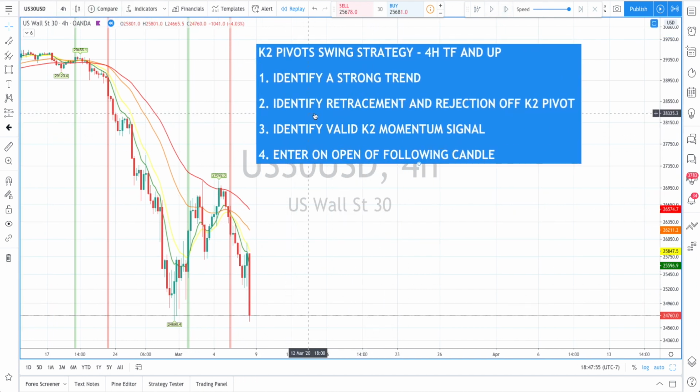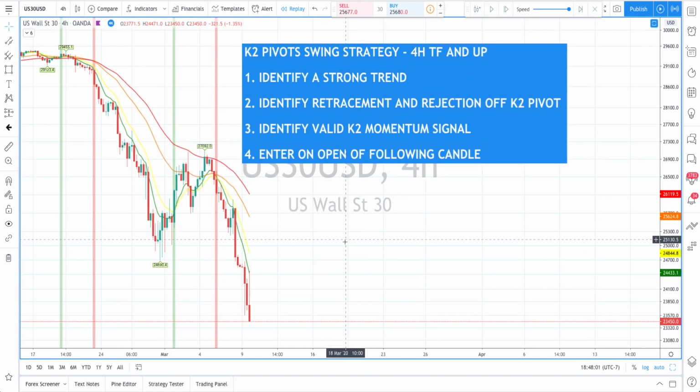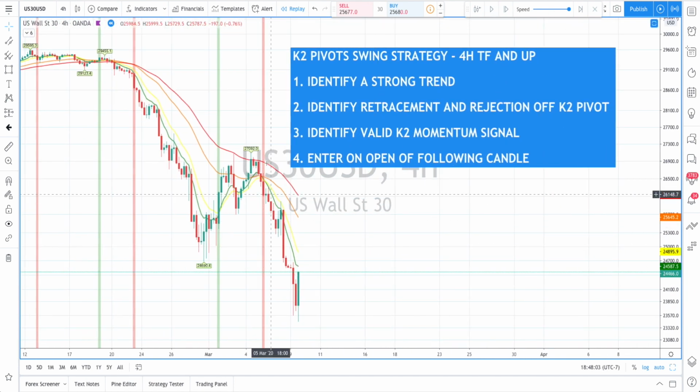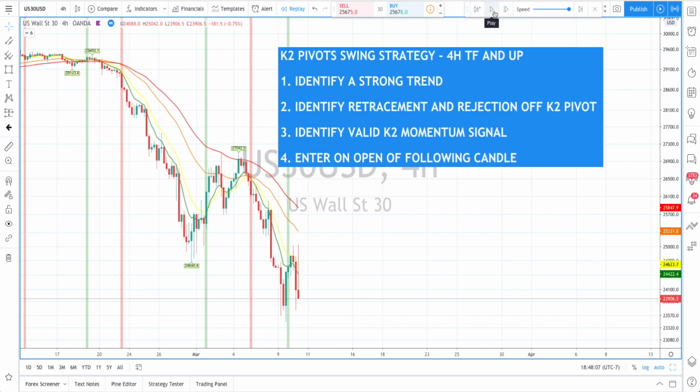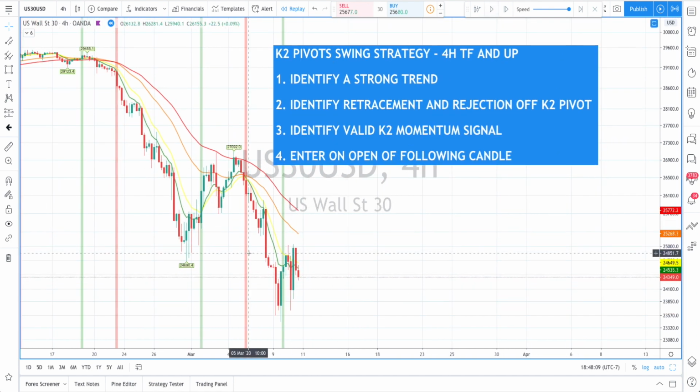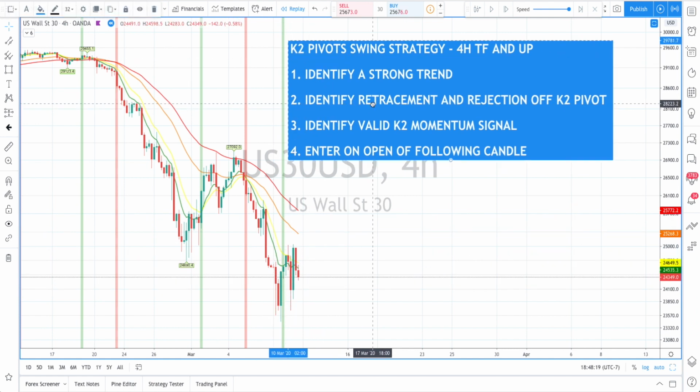Next, we just want to identify a retracement and rejection off a K2 pivot. So let's move forward a little further. So right here, price is trending down pretty heavily. You guys agree? And then we'll keep moving forward. You can see right here, price came down, retraced upwards, and then rejected off the K2 pivots right here. So the first two requirements have been met.